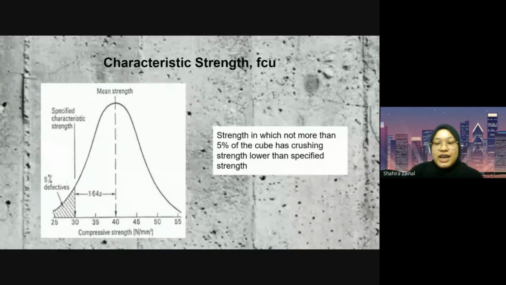Characteristic strength, FCU, is a strength in which not more than 5% of the cubes have crushing strength lower than the specified strength. So, let us look at the figure. What it means is, when we plot the graph, the characteristic strength is the mean strength in the middle part minus 1.64 S. S is the standard deviation of sample strength. So here we get the FCU, which is 30. Only 5% of the samples have crushing strength lower than the specified value.